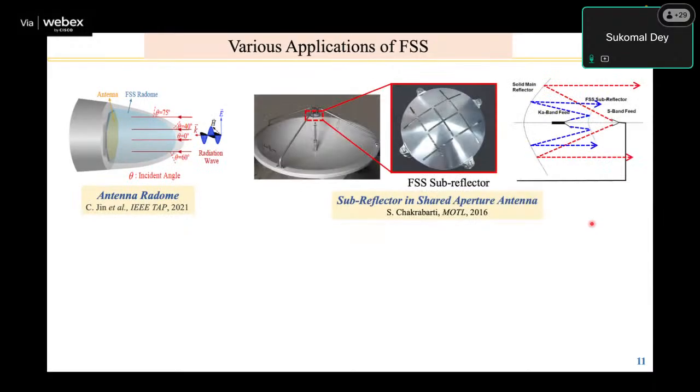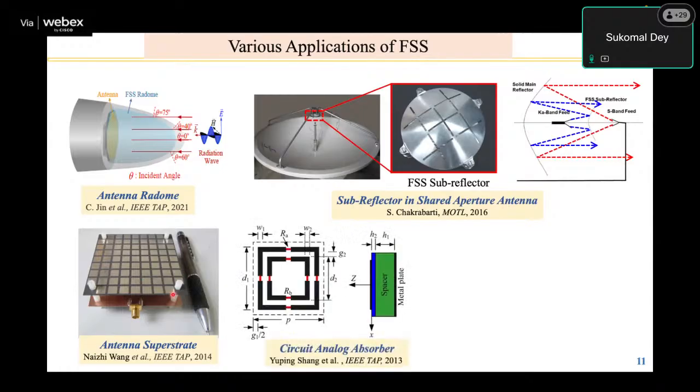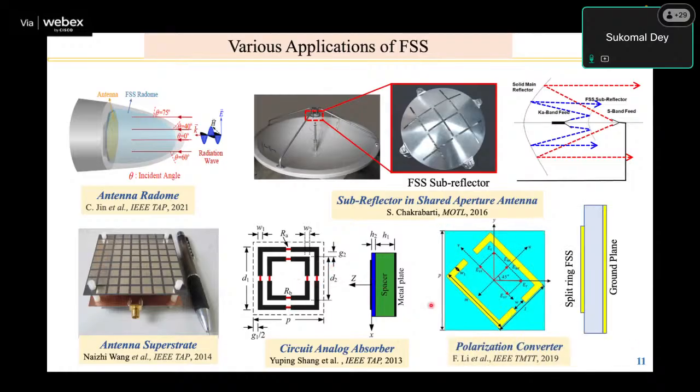Now, what are the different varieties of FSS? FSS can be used in an antenna radome. FSS can be used as a reflector; you can see the reflect array antenna. One can use FSS for antenna superstrate applications, as a circuit analog based absorber, and also as a polarization converter. There are various applications of FSS. So this is the conceptual part of it.